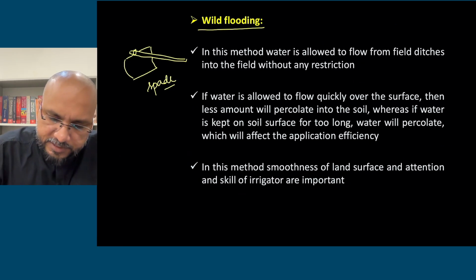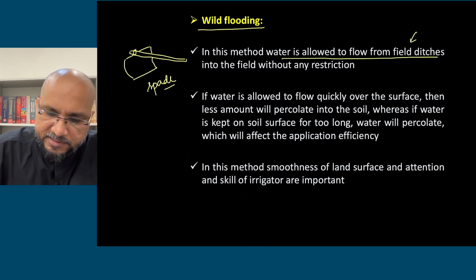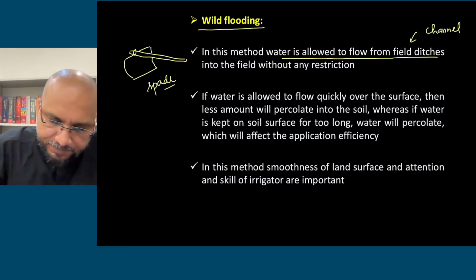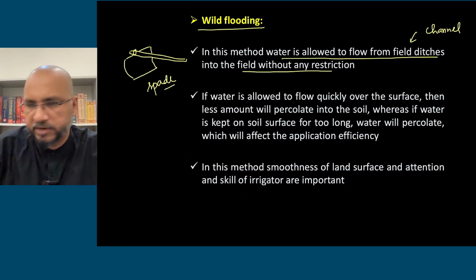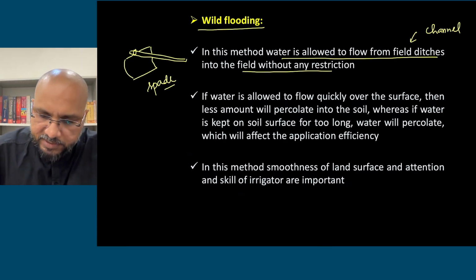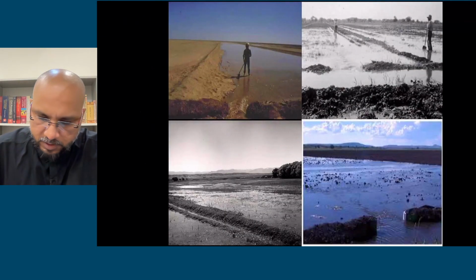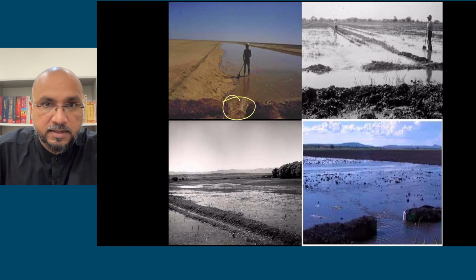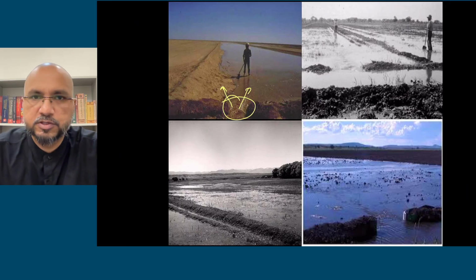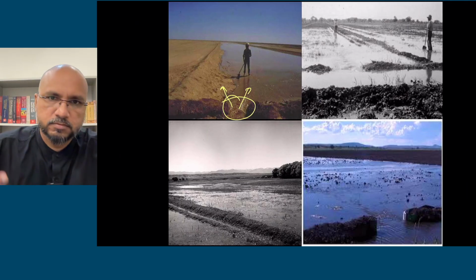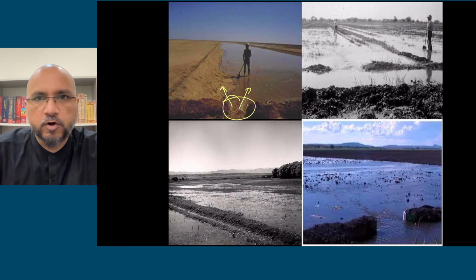All right, so in this method water is allowed to flow from the field ditch या field channels, नाली है basically field channel, into the field without any restriction. So we'll just open the bund and water will flow into the field. So it looks something like this, इस तरह से तुमने bund यहाँ पर open कर दिया and water will flow into the field. So इसको बोलते हैं wild flooding. So there should be enough water flow, तुम्हारा pressure जो है enough होना चाहिए.